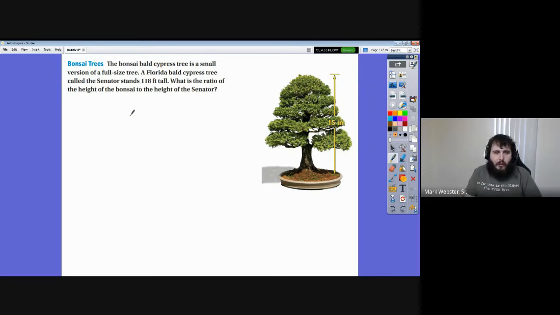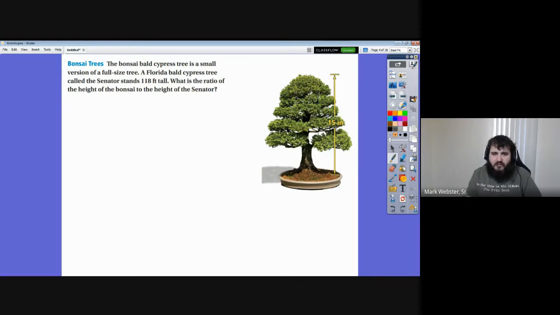So here's what they're talking about in this problem. A Florida bald cypress tree, that's a type of tree. And this particular one that they're talking about has a name, the Senator, and it's 118 feet tall. And we want to know what's the ratio of this bonsai version of the bald cypress tree to the Senator, right? So all we have to do is write this as a ratio.